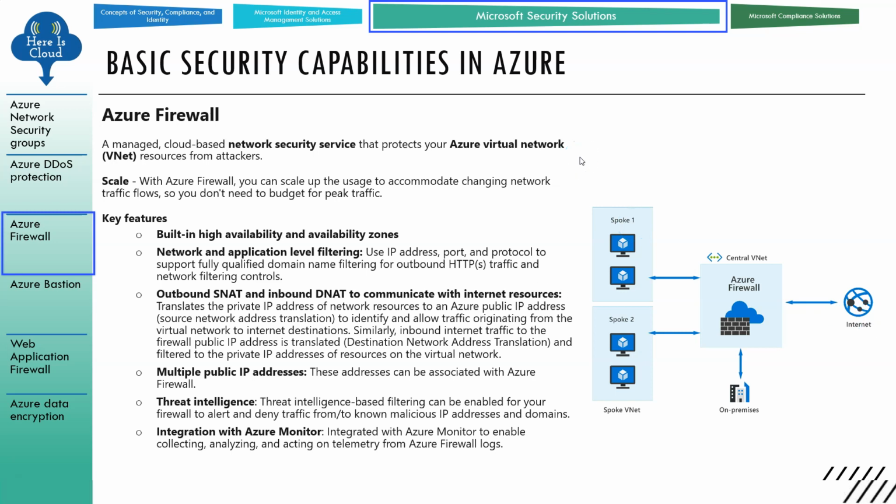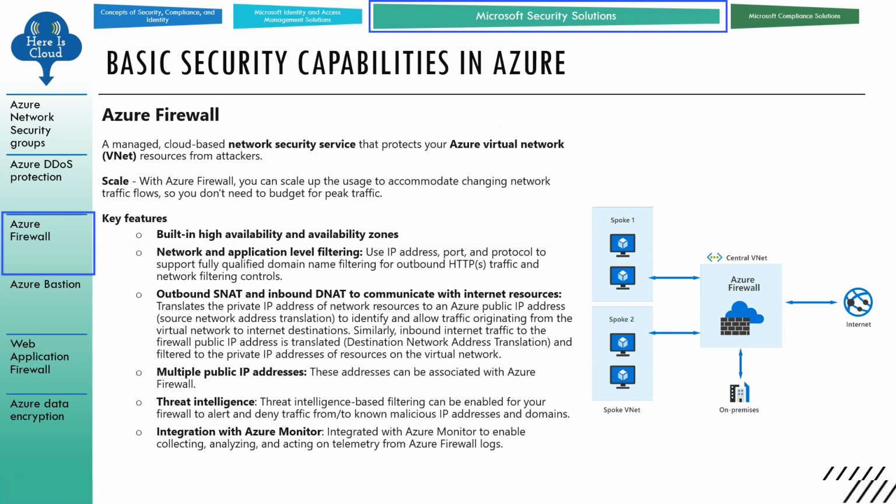Talking about the scale, with Azure Firewall, you can scale up the usage to accommodate changing network traffic. So you don't need to budget for peak traffic. As the traffic increases, it will scale up. There are key features: built-in high availability and availability zones, network and application level filtering. So you can do both network and application level filtering.